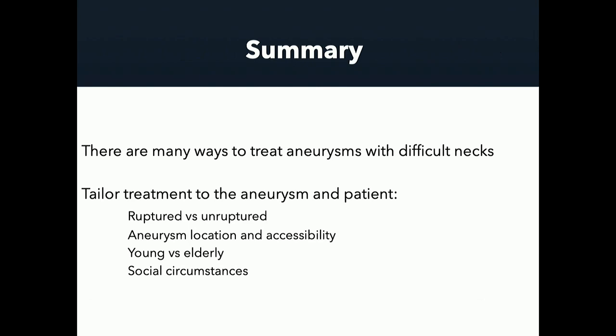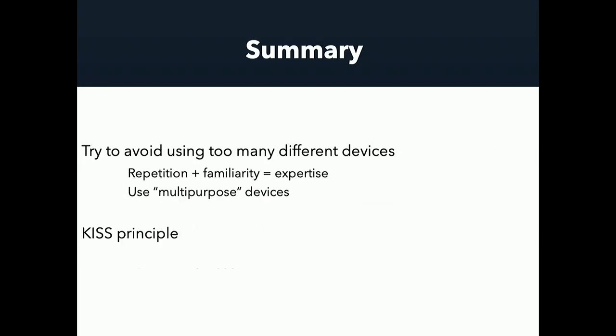So to wrap it up, there are a lot of different ways to treat aneurysms with difficult necks. I try and keep it to a minimum and keep it simple. But you do have to tailor the treatment to both the aneurysm and the patient. You've got to take into account whether the aneurysm is ruptured or unruptured, where the aneurysm is, and how easy it is to get to, both endovascularly and open, the age of the patient and their social circumstances.